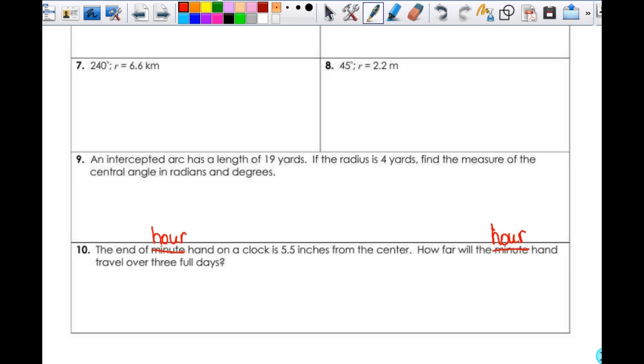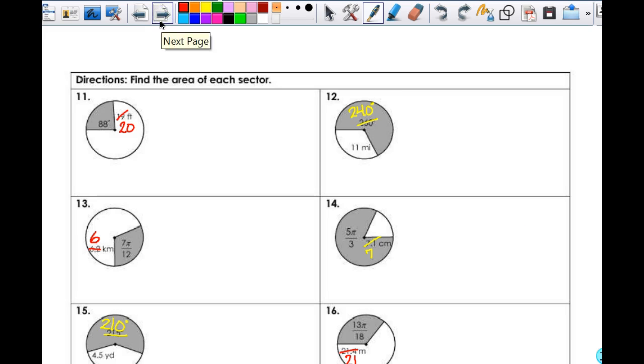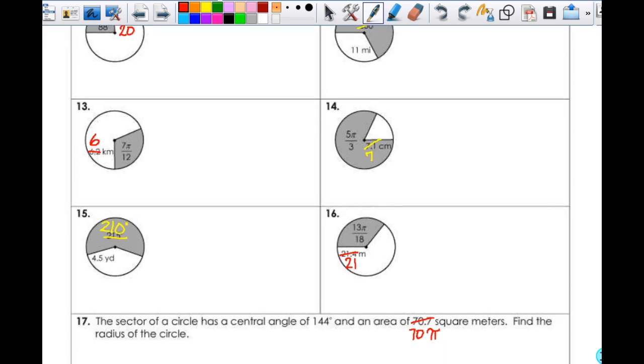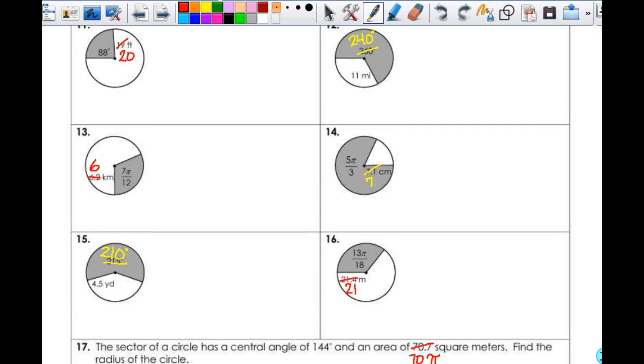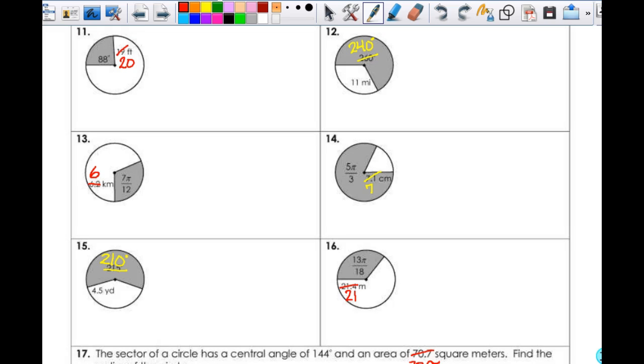All right, we good? On the back, we're changing one thing on 11 through 17. I'll scroll if you can see it all, but I'll tell you what they say in case you can't read my handwriting. On number 11, you're changing the radius to 20. On 12, you're changing the angle to 240. On 13, you're changing the radius to 6. On 14, the radius is 7. On 15, the angle is 210. On 16, the radius is 21. And then I'll scroll it for 17 in a second.